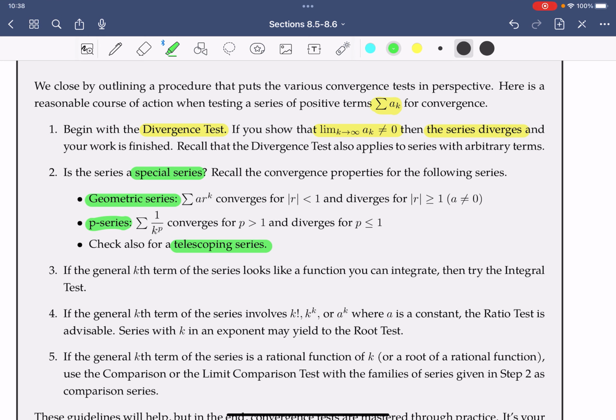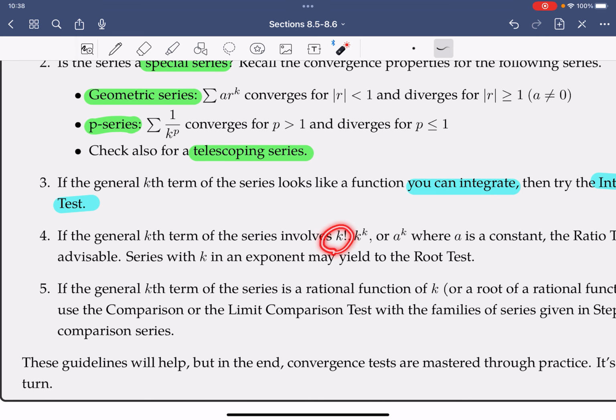And then after that, if you see something that you can integrate, maybe you're going to use the integral test, but this one is a little bit tough, because you have to go to the integral and then do the improper integral. Number four and number five are the ones that you learned last week: the ratio test and the root test. They are useful when you see a pattern. If you see K factorial, that is going to be the ratio test for sure, because you cannot use something else to deal with the K factorial. Or if you see something to the power K, it should be the ratio test or root test.